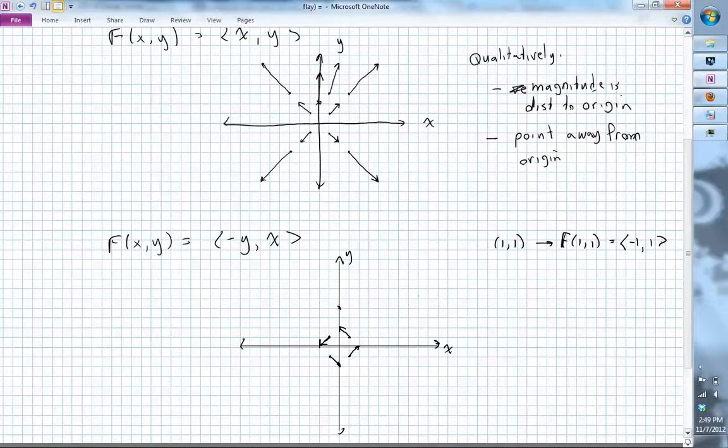Okay, so now let's focus on this guy. That's the point 0, 4. F of 0, 4. Okay, X is 0 and Y is 4. So that means go 4 units in the negative I direction and 0 units in the J direction. So there's the vector that's attached to that point. And you can go around on this guy as well.